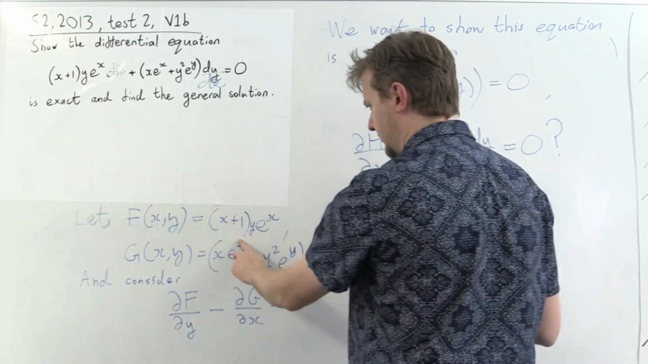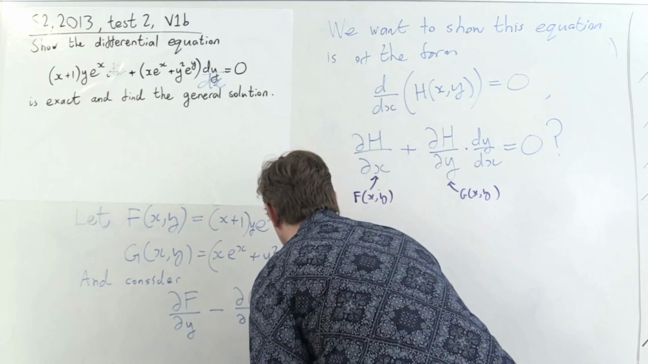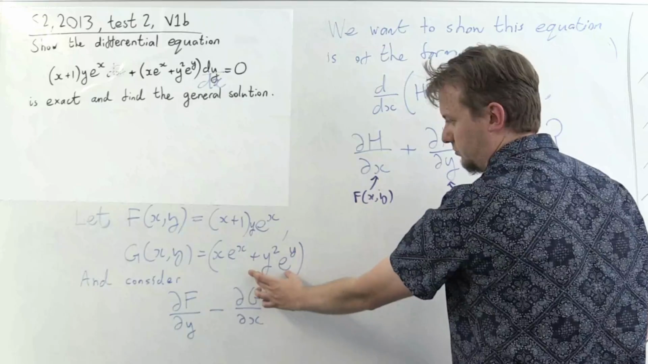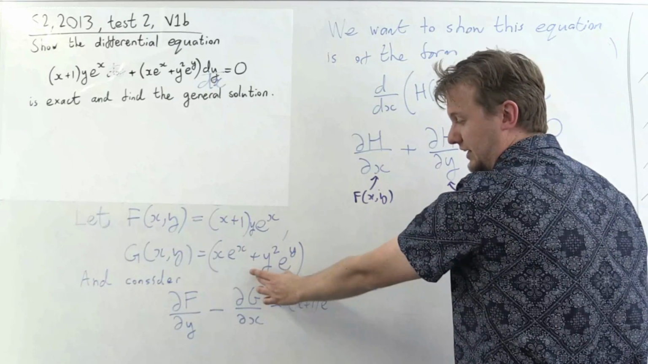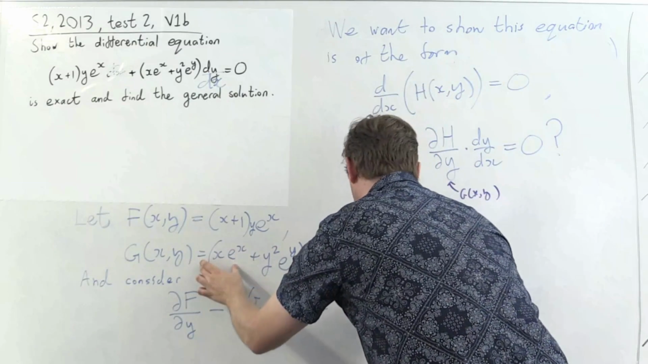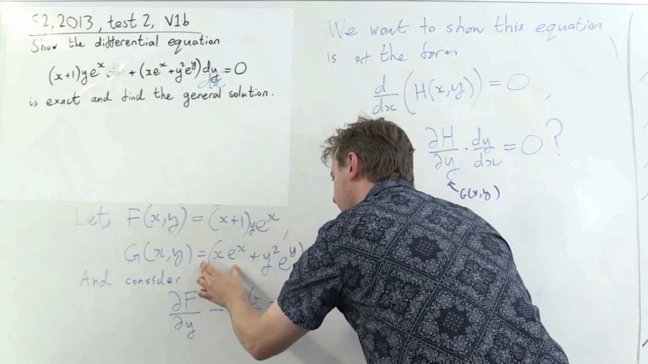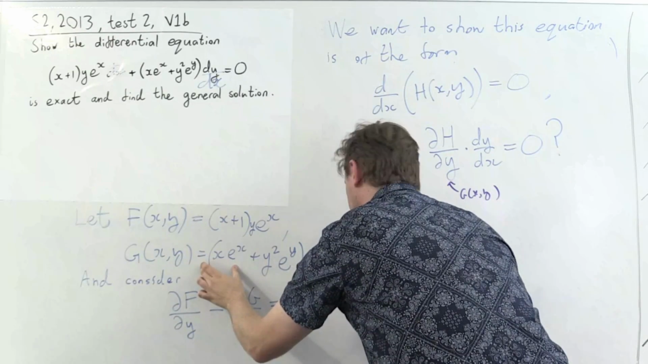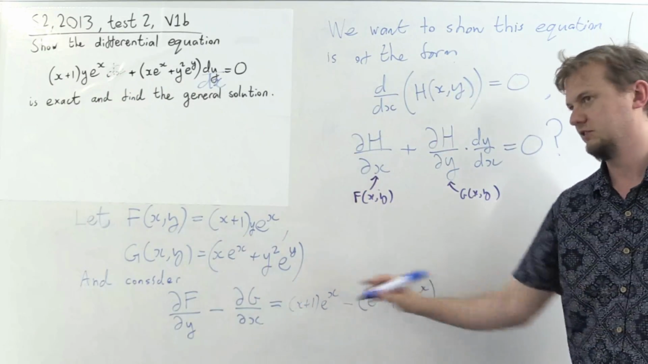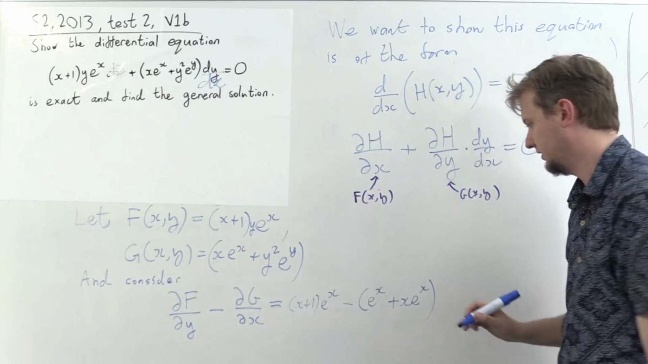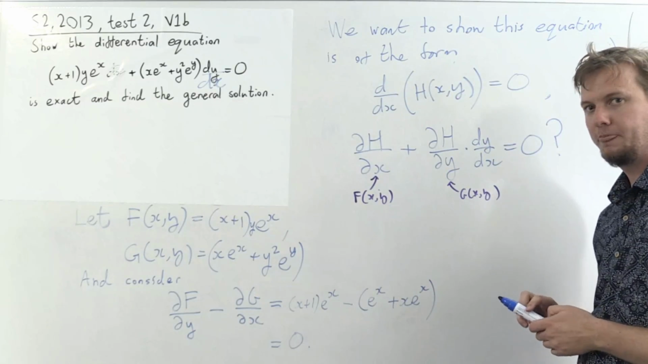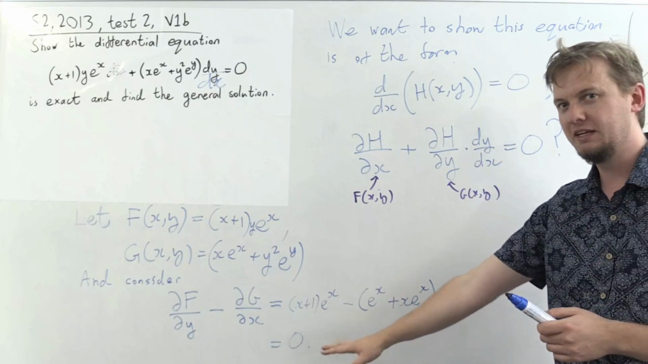Okay, so the partial derivative of this with respect to y is lovely actually, it's just (x plus 1) e to the x. And I want the partial derivative of this with respect to x. Well, this thing doesn't even depend on x, so it's going to vanish, and I'm only going to get this term. Taking the derivative using the product rule, I get e to the x plus x e to the x, which is the same as that term, (x plus 1) e to the x. So the difference is equal to 0. That had to happen. We were promised it was exact. If I haven't made any mistakes, this was going to work.